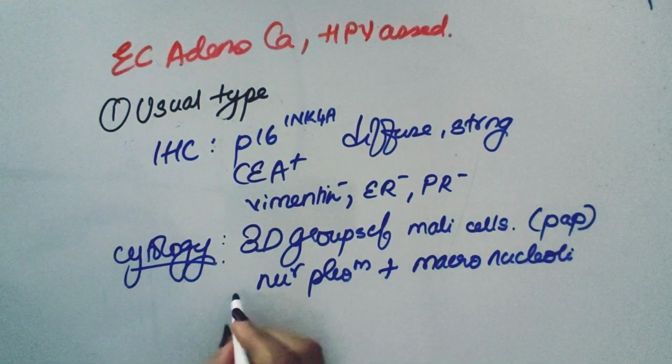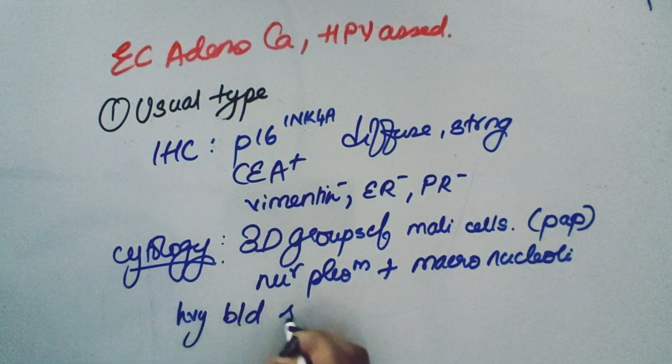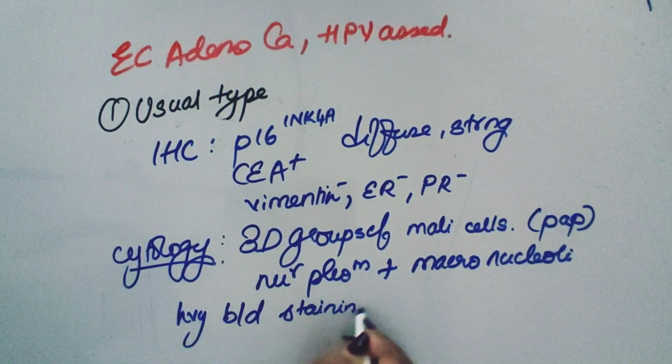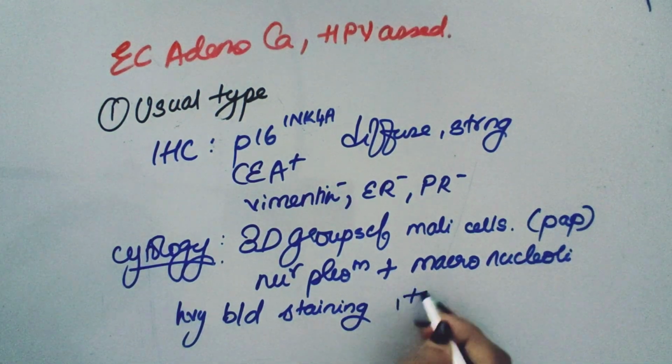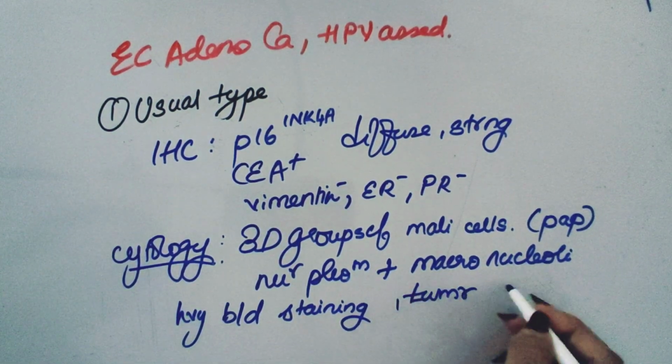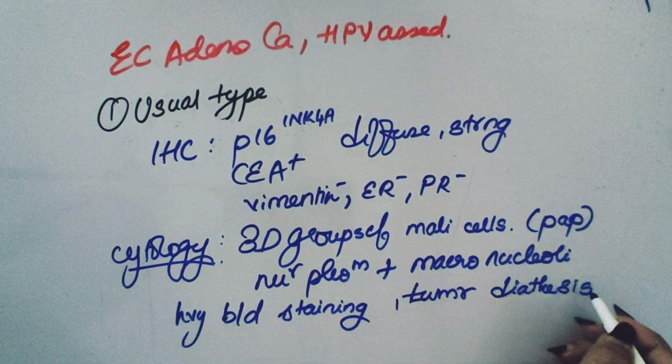And the important thing is that you can see in the background there is heavy blood staining, because the patient has abnormal uterine bleeding, and then you have tumor diathesis. Tumor diathesis is a very important thing in the background. We differentiate it from in situ lesions.